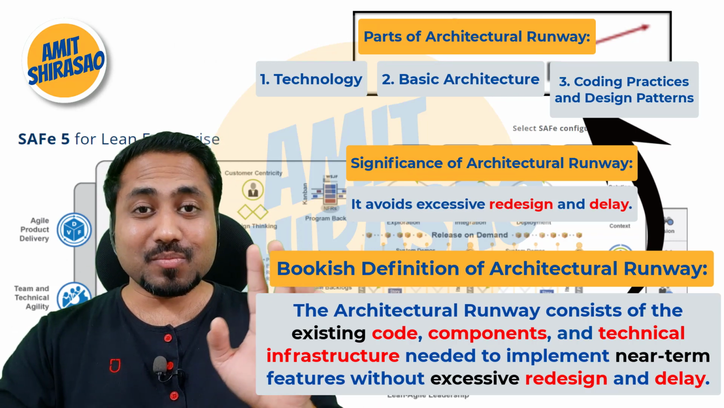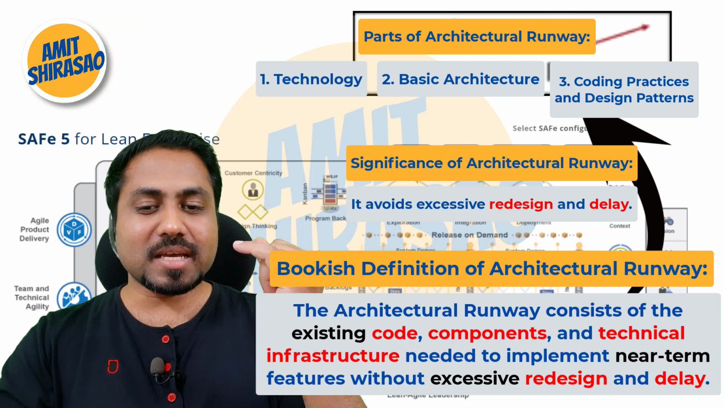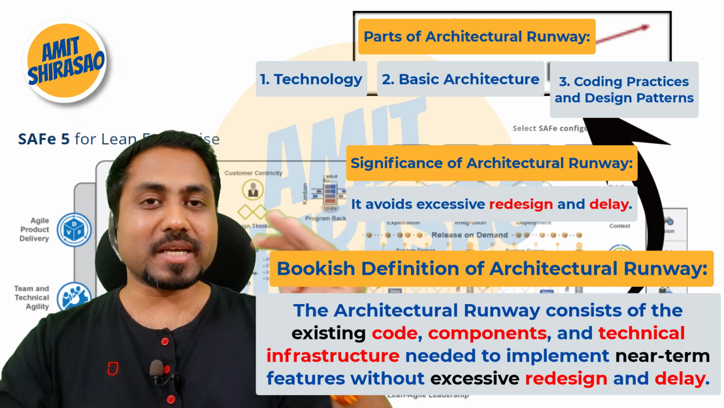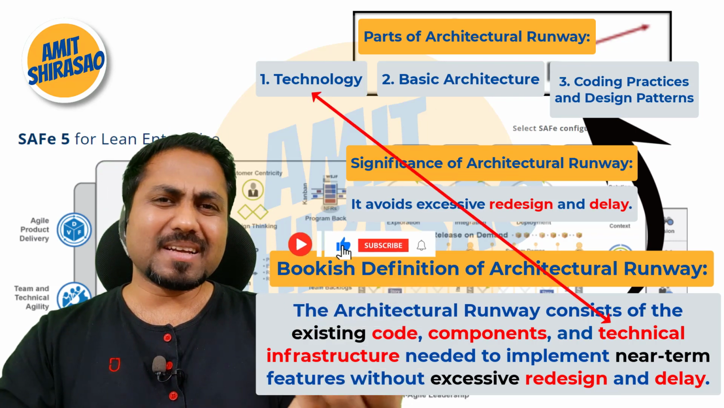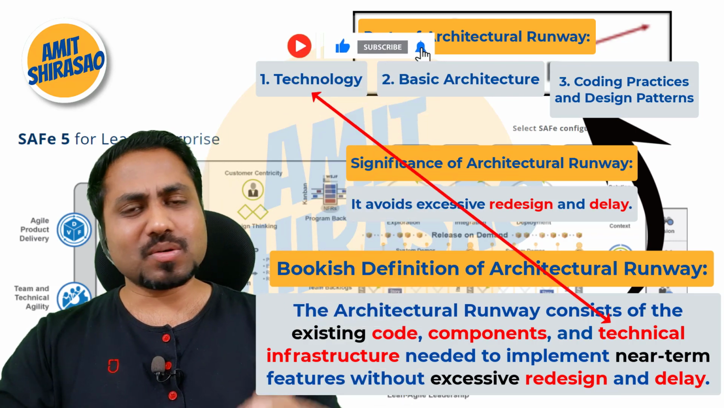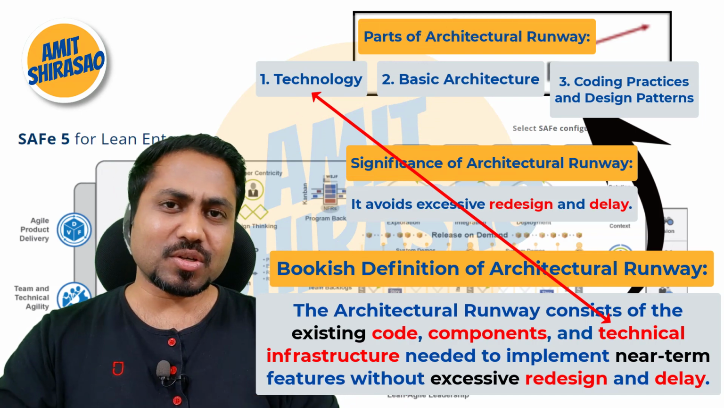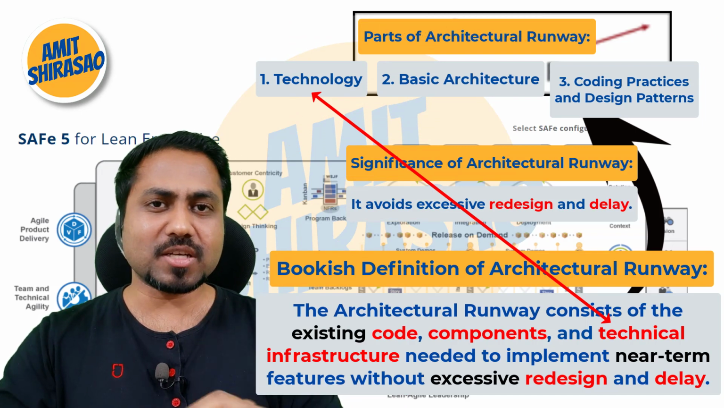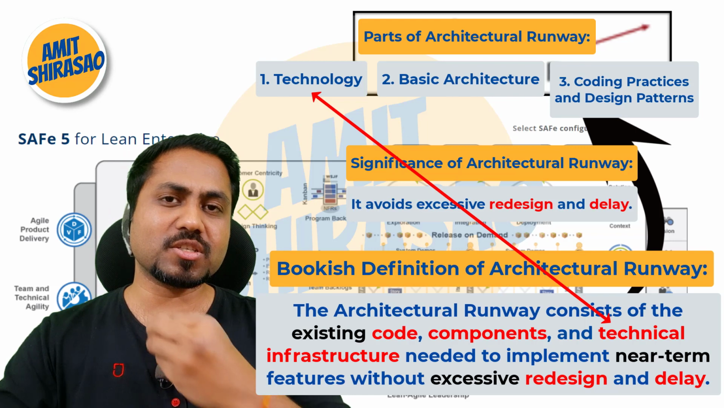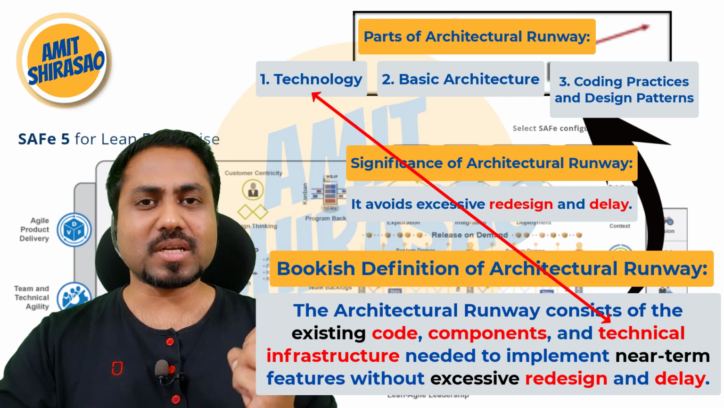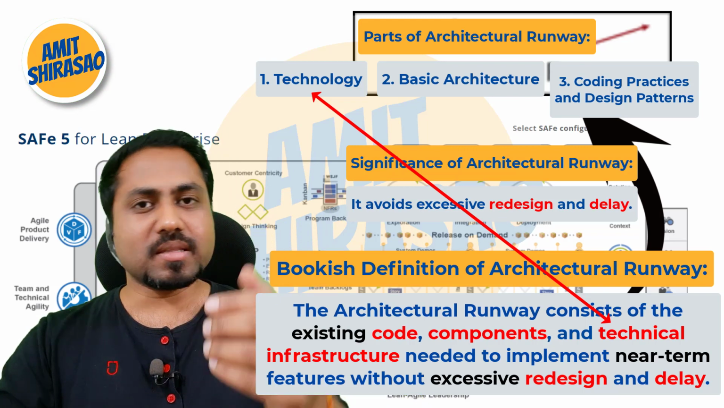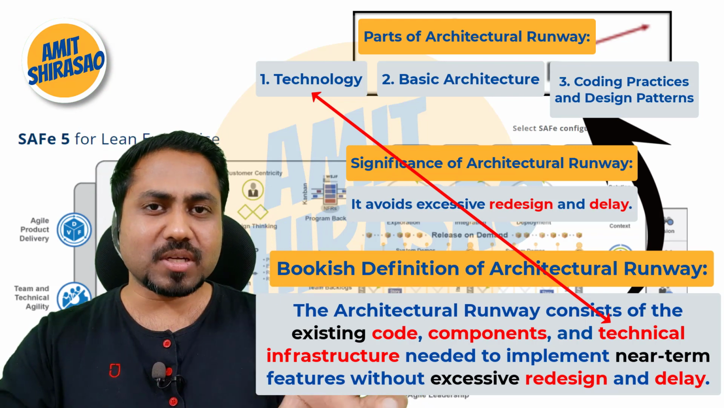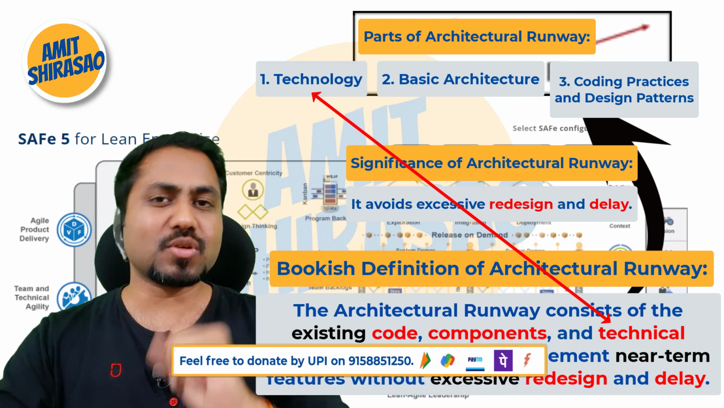So the bookish definition says it is existing code, components, or technical infrastructure. How will you remember this? See, first of all, technical infrastructure. That means whatever technology you are using, like React and Java and SQL, this combination you are using is your technical infrastructure. Let us say in between the database and the API there is Entity Framework or NHibernate, whatever it is, like you are using Java, so you will be using NHibernate.